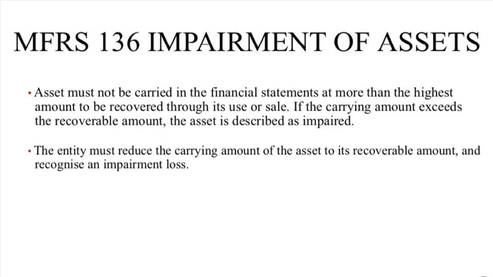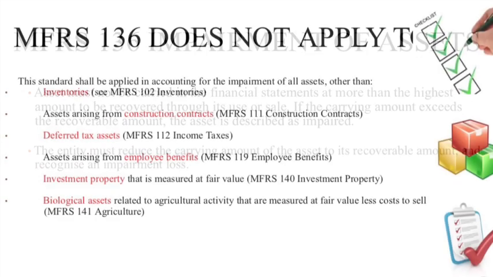The objective of MFRS 136 Impairment of Assets is to ensure that assets are not carried in the financial statements at more than the highest amount to be recovered. If the carrying amount exceeds the recoverable amount, the asset is described as impaired. The entity must reduce the carrying amount of the asset to its recoverable amount and recognize an impairment loss.